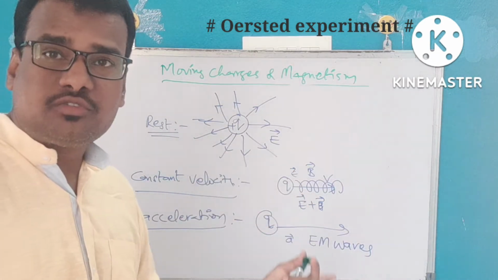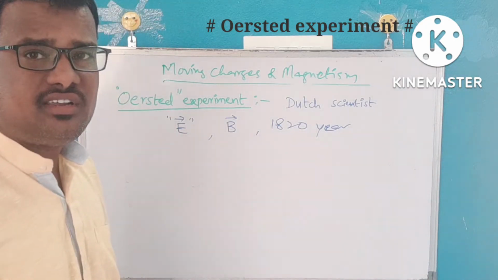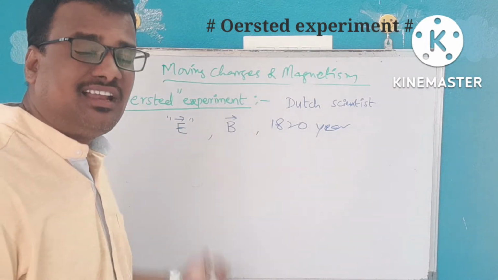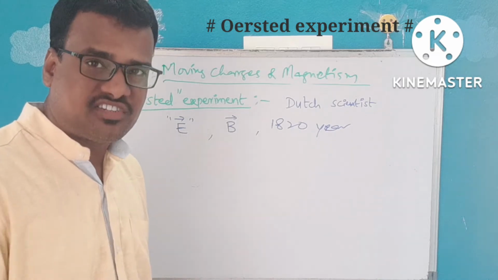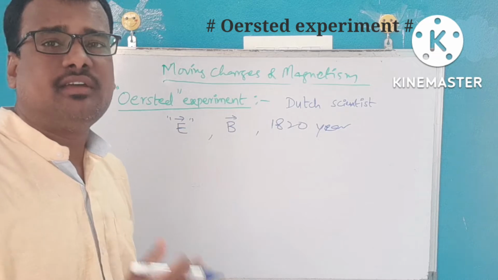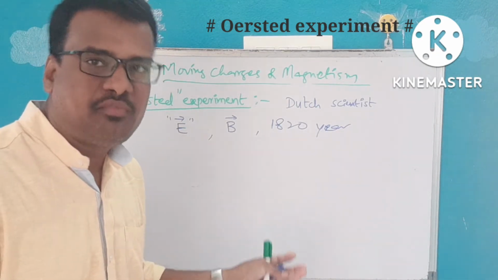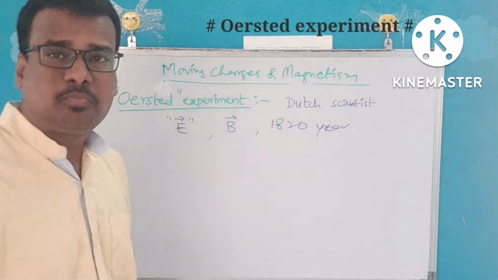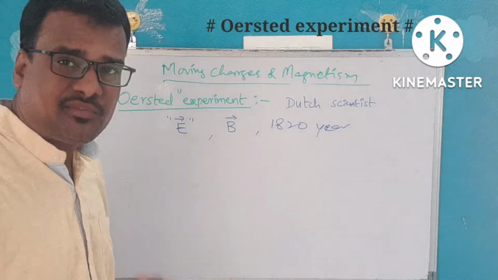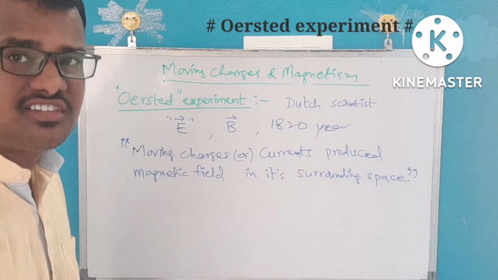Now we have to go to the Oersted experiment. In 1820, Oersted accidentally discovered that there is a relation between E and B, the electric field and the magnetic field. Before this discovery, everybody thought the electric field and magnetic field were different. But Oersted proved that there is a relation between them. So first of all, let us see what the Oersted statement is.